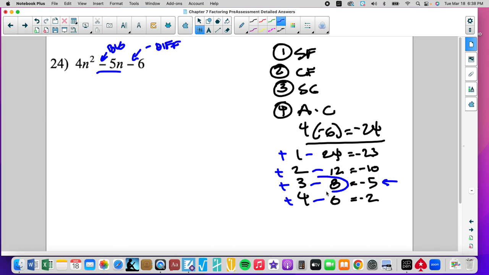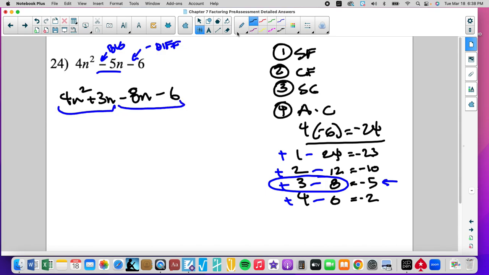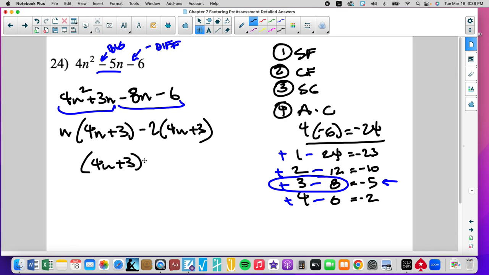So I'm going to take these two terms, positive 3 and negative 8. 4n squared plus 3n minus 8n minus 6. Group them. Factor out an n, we get 4n plus 3. Factor out a negative 2, we get 4n plus 3. This answer is 4n plus 3, n minus 2.